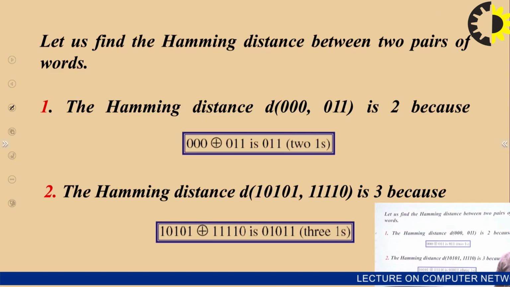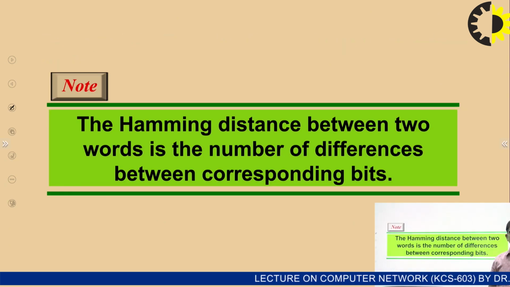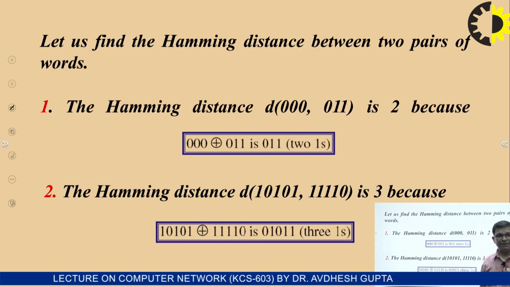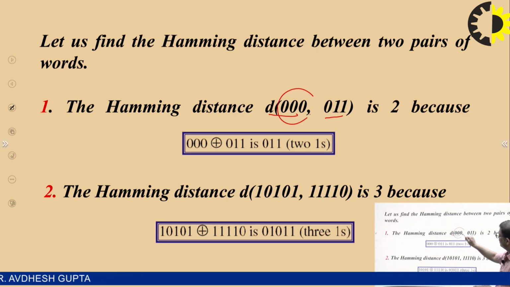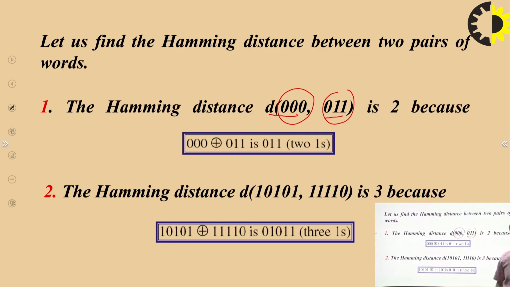So the Hamming distance between two words is the number of differences between corresponding bits. For example, the Hamming distance between 000 and 001 is 1, because the original one is this and the received is this; a bit has been changed. How can you check how many bits have changed? Just simply take 000 and 001 and apply the XOR gate. Another pair, 011, apply the XOR gate, 110. So the number of bits changed is 2. Two ones are there, so it means 2 bits have been changed.